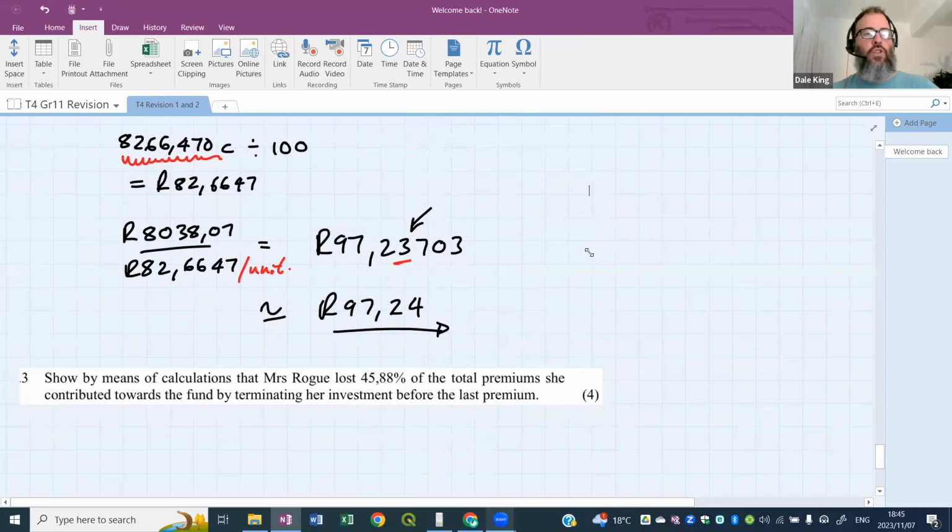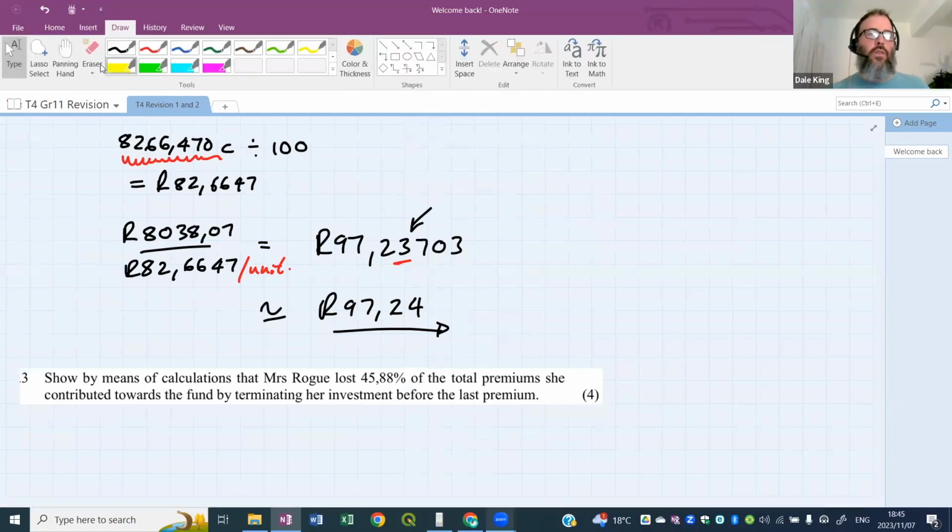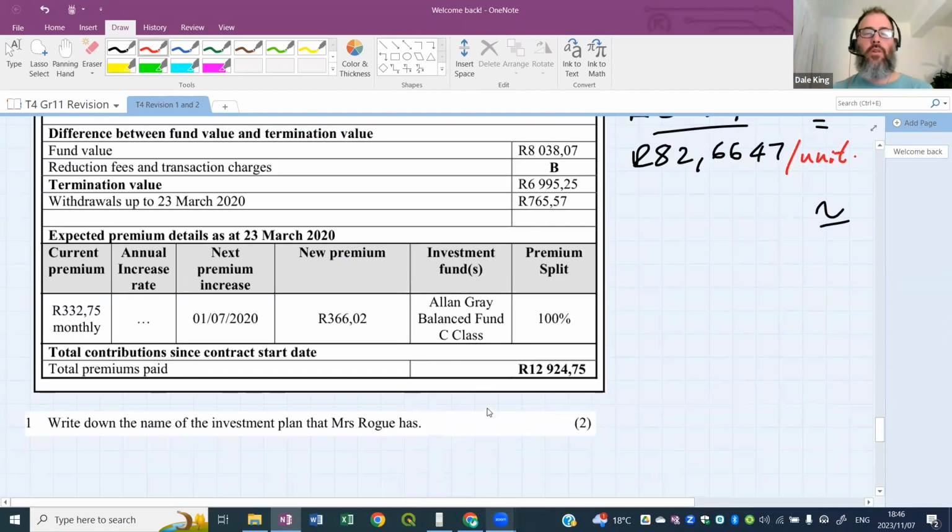Here we go. Number 3, show by means of calculation that Mrs. Rogue lost 45.88% of the total premiums she contributed towards the fund by terminating. So she paid a whole lot of money in premiums. There was a total of premiums, and I said to you, I'll show you again. Here it is at the bottom. These are the total premiums. We've got to show that she lost 45.88% to get to this.